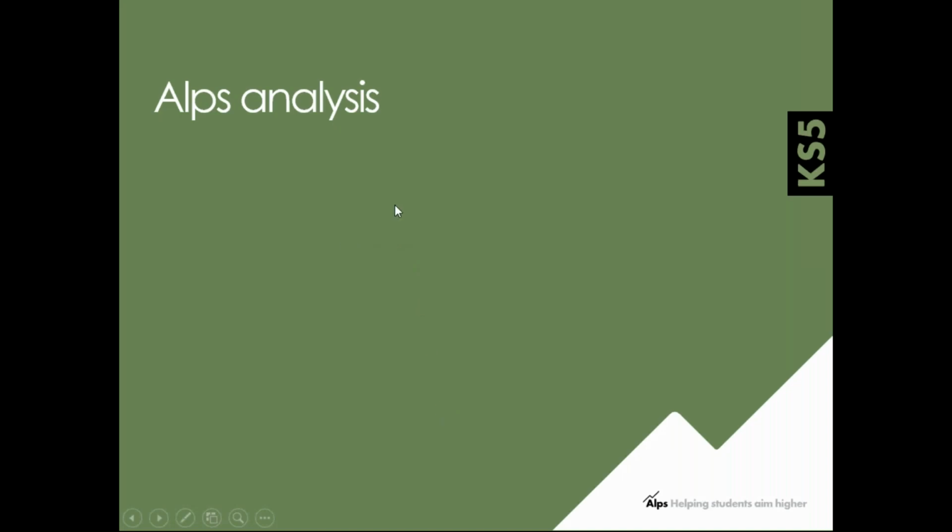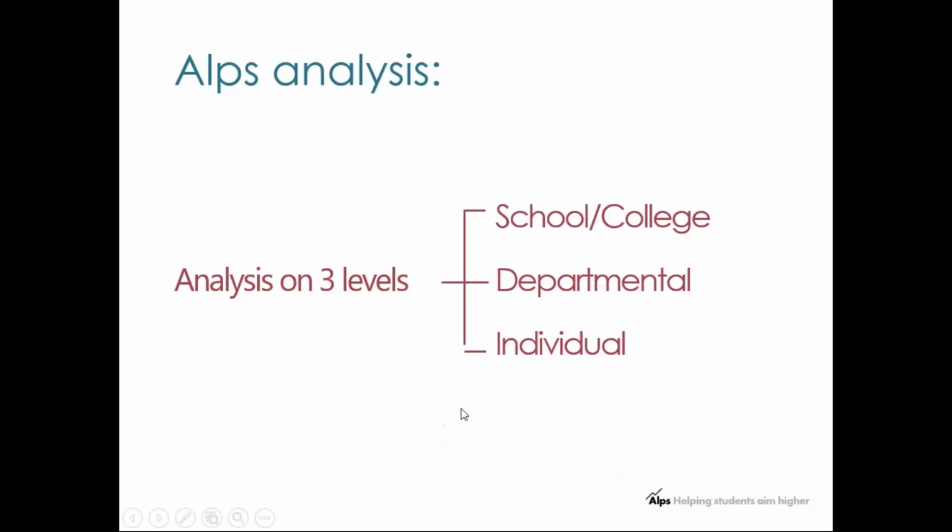So what is the Alps analysis, given the fact that we've now got an input score and an output score? How are we measuring? Well, we're giving you measurements and indicators at a school or college level. We're giving you indicators at a departmental level and at an individual level.